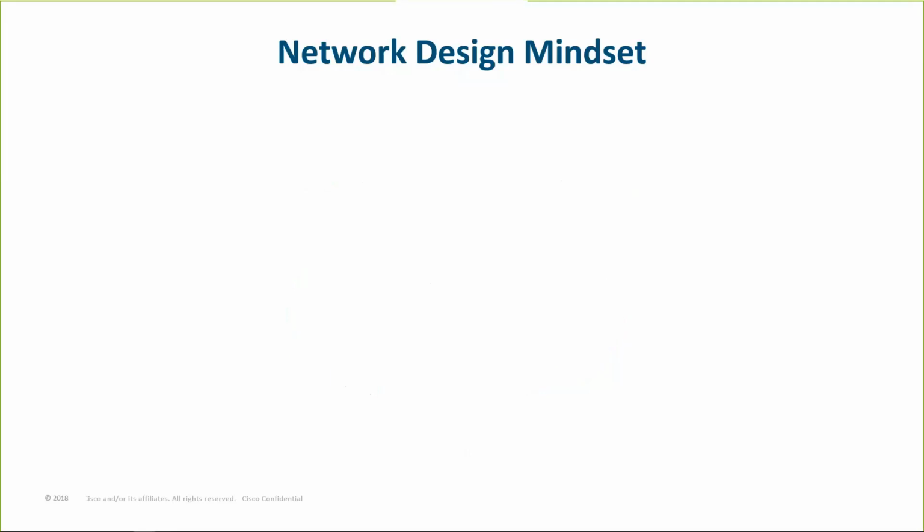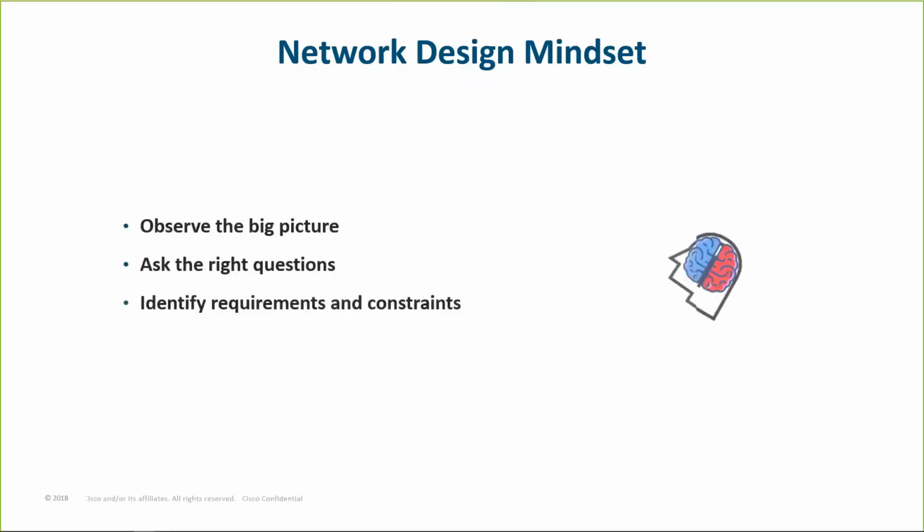So what are these, speaking about the mindset, right? The elements about the mindset. Having the network design mindset means that you are able to observe the big picture, that you are able to ask the right questions, and you are able to identify requirements and constraints when you get the right information. This is not an easy task. This requires not only a lot of practice and experience, but also a little bit of patience. You will not always get all the information from the business, and therefore you need to know which questions to ask.